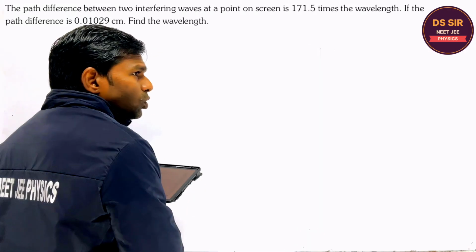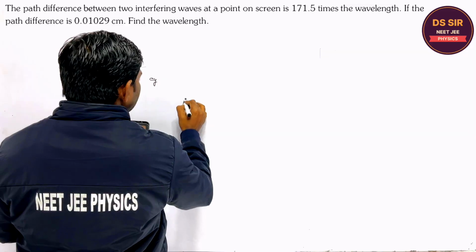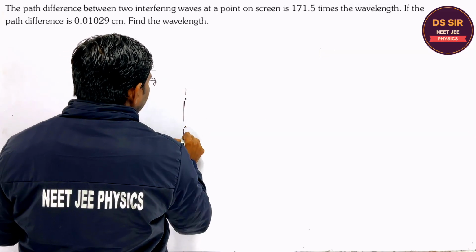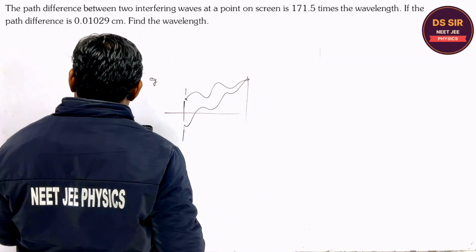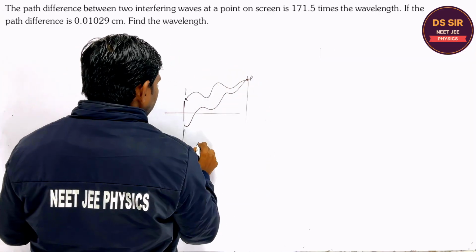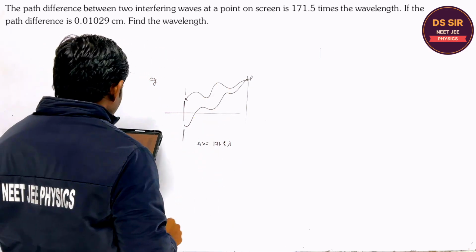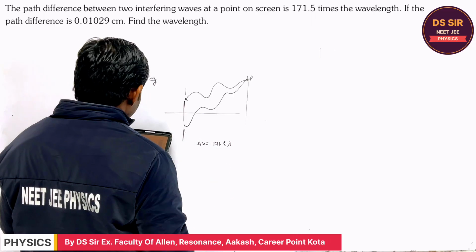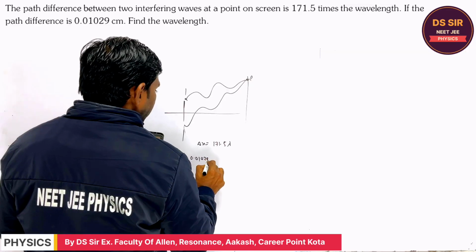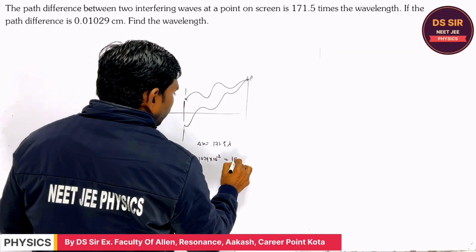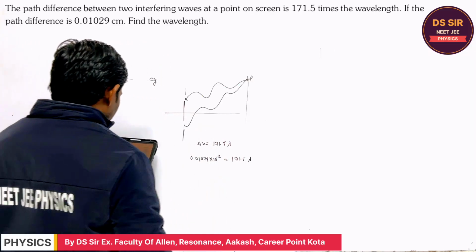Copy this. So read this question. In this question, the path difference between the two waves, suppose these are the two waves, right? This is the S1 and S2. The one wave is reaching, the another wave is reaching. So what is the path difference at this point? The delta x is 171.5 times the wavelength. If the path difference is this much, this is 0.01029 centimeter. 171.5 lambda. Is it fine or not, you tell? Right?